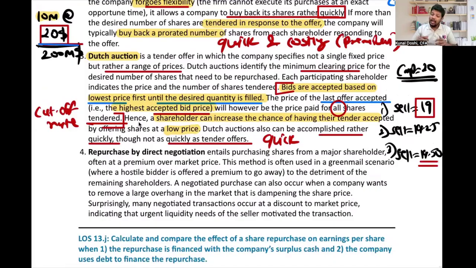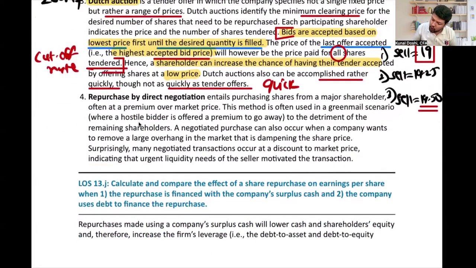Correct? But if you want to do the buyback directly with some institutional investors, instead of doing that on a mass scale, you can do that by repurchase by direct negotiation. It's like a private placement for selling the shares of an IPO, right? IPO is a public issue, the other is private placement. So same way here you have repurchase with direct negotiation, where major shareholders are often paid a premium over the market price. So you buy back at a premium generally, correct?